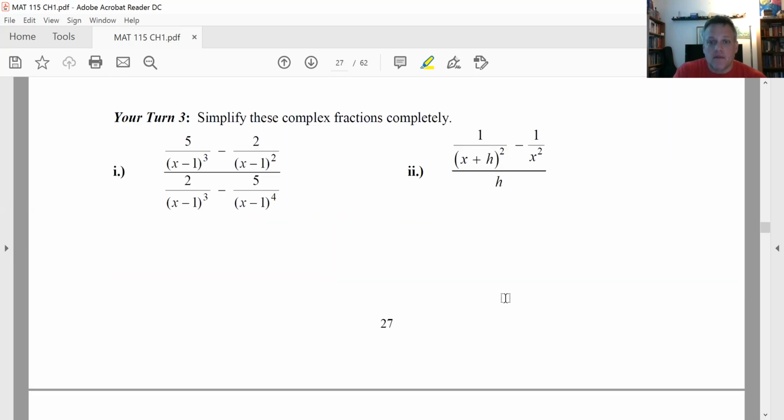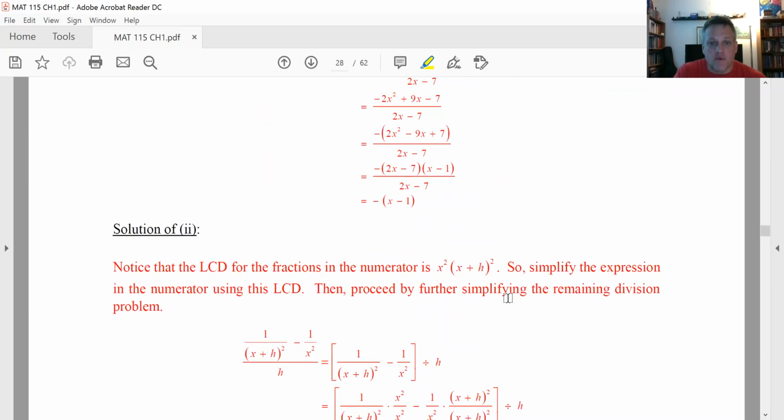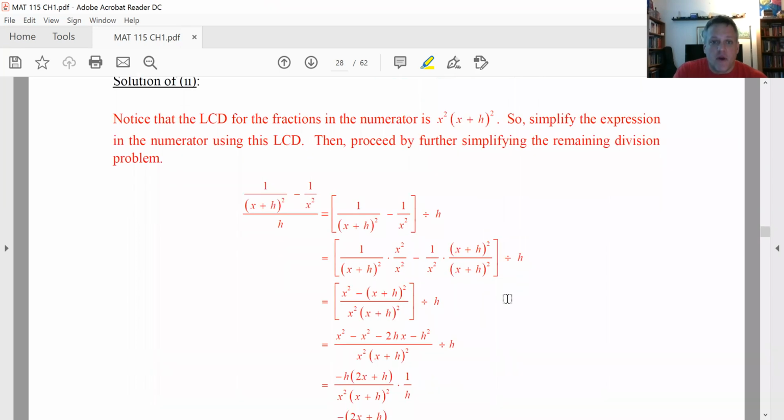All right, so let's look at that one. That's the first one. Here's the second one. And so notice I'm going to rewrite this as the top divided by the bottom, which is h. I'm not going to worry about that dividing by h until the very end, right? So just keep tacking it on, but I'm not going to worry about what to do with it until a little bit later. To simplify this difference, I want to get an LCD, right?